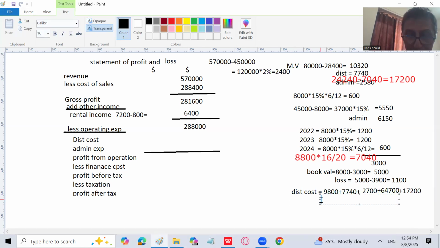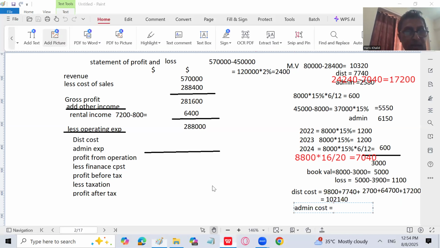Now I will go for the total of distribution cost. Let me calculate it: 9,800 plus 7,740 plus 2,700 plus 64700 plus 17,200 marketing expense, 102,140. 102,140 is the distribution cost. Now I'm going to write the admin cost or admin expenses.